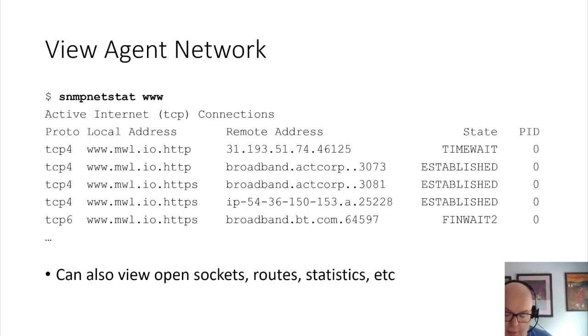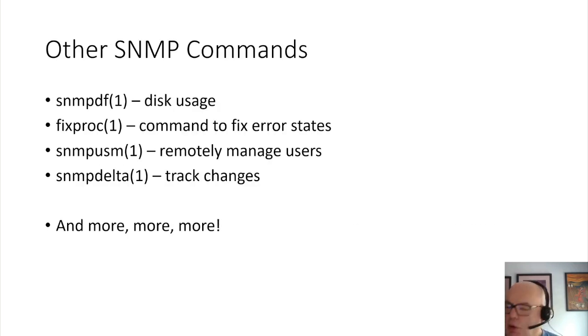Now there's other things you can do with SNMP, such as this SNMP netstat command. You can query servers and routers in your network and get their netstat info, get their open sockets, their routes, statistics, whatever. And there are a bunch of commands like this. SNMP DF to check disk usage, tracking changes, all kinds of this stuff.